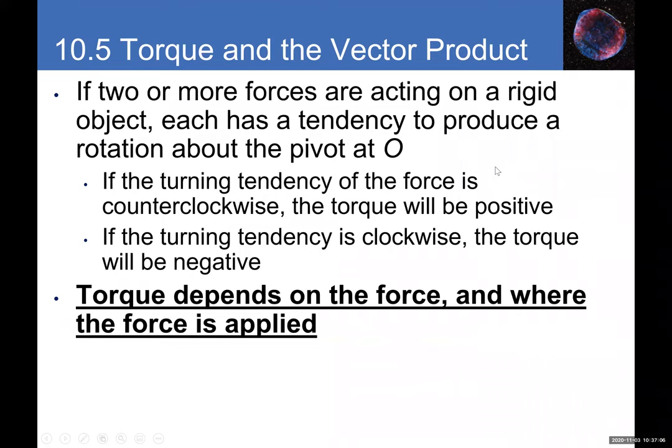All right, so if two or more forces are acting on a rigid object, each has a tendency to produce a rotation about the pivot at O, which is the origin, the axis of rotation. If the turning tendency of the force is counterclockwise, the torque will be positive. If the turning tendency is clockwise, the torque will be negative.